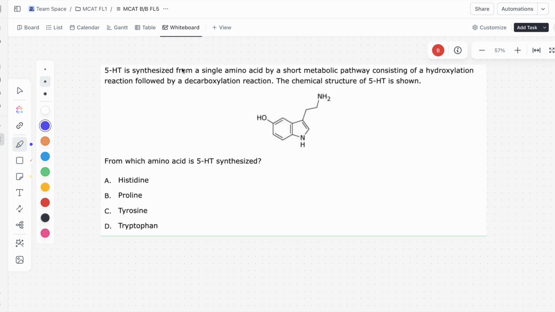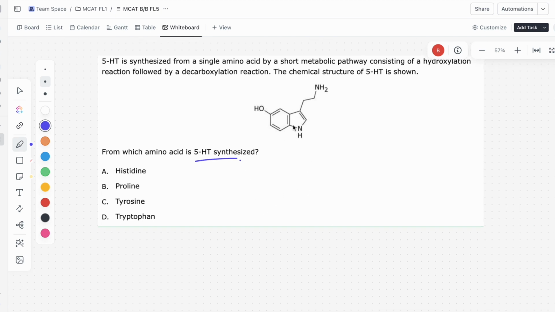It says 5-HT is synthesized from a single amino acid by a short metabolic pathway consisting of a hydroxylation reaction followed by a decarboxylation reaction. The chemical structure of 5-HT is shown. So what is the amino acid that 5-HT is synthesized from? Well, what this question is telling us is if we were to add a carboxyl group onto this structure, and then we were to take away a hydroxyl group, then we should get some kind of amino acid.